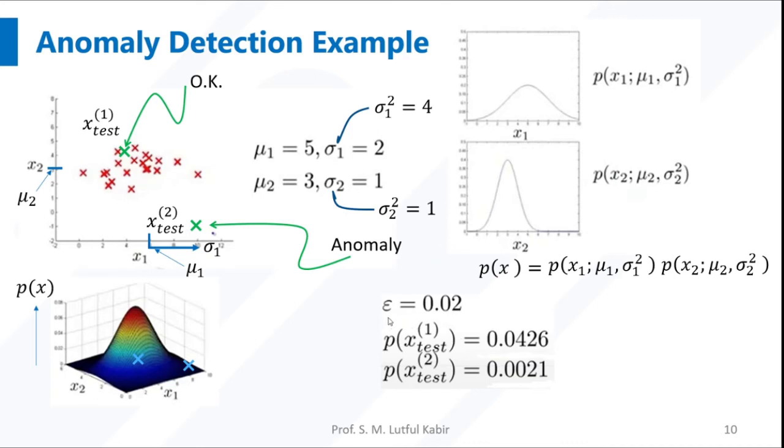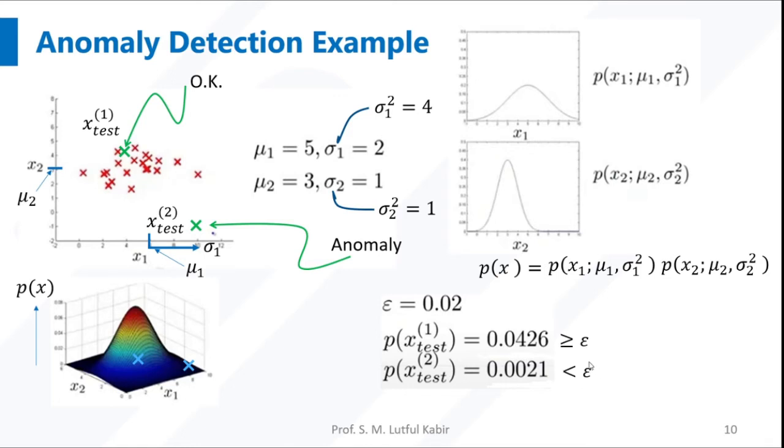Let us say you have assumed epsilon as 0.02, and we'll discuss how to decide the epsilon. Let us say we have decided this epsilon value following the standard technique. Then p of test one, this particular point, may be 0.0426 and for this point it may be 0.0021. So this point is greater than 0.02 and this point is less than 0.02. In other words, this is greater than epsilon and this is less than epsilon.